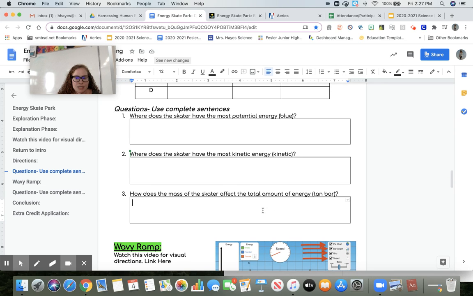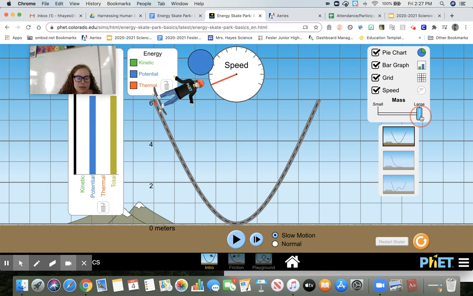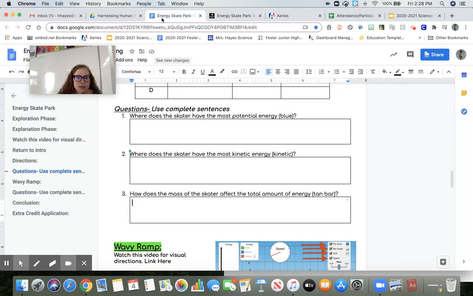And how does the mass of the skater affect the total? Ooh. So we have to look at the total bar. I didn't change the mass, so let me move him over here. I notice my total's right here. What happens when I make him bigger? What happened to the total? Did it increase, decrease, or stay the same? And when I made him small? So that answer goes there.